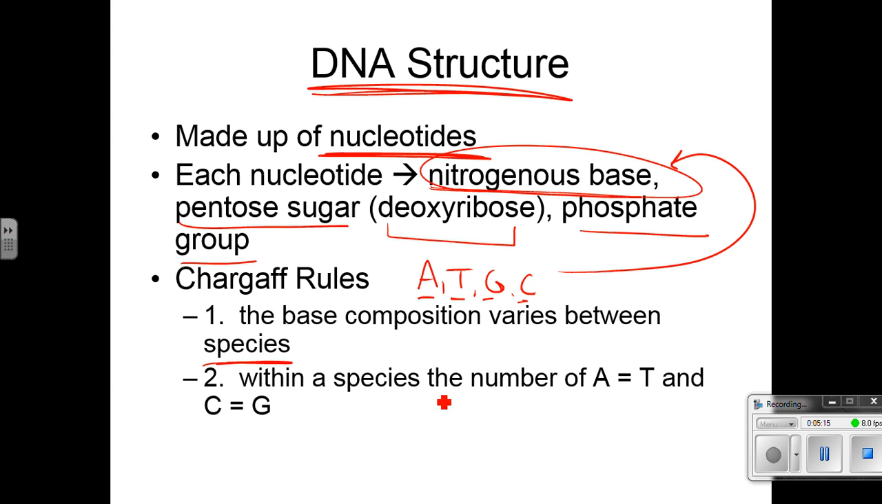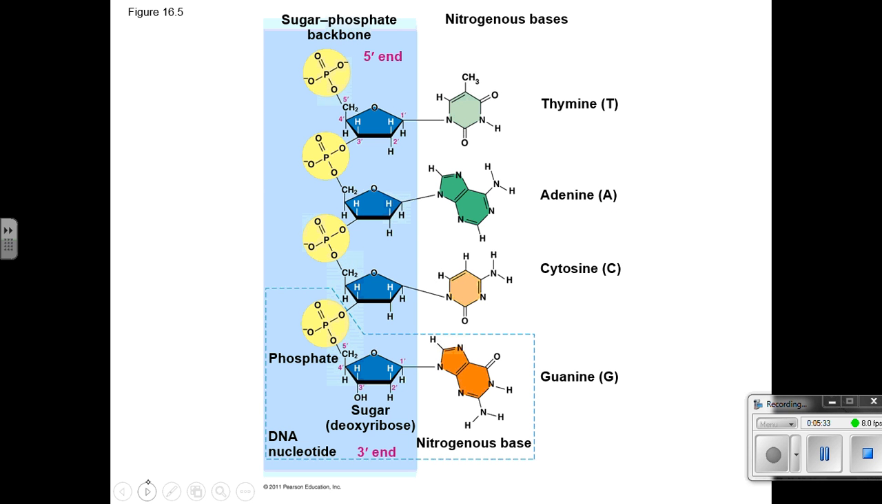Within a species, the number of A should equal the number of T's, and the number of C should equal the number of G's. This was one piece of evidence that made scientists understand that A is always going to pair with T, and G is always going to pair with C. That is complementary base pairing. That was one piece that identified that. So here's one side of DNA. This is what we call the backbone.